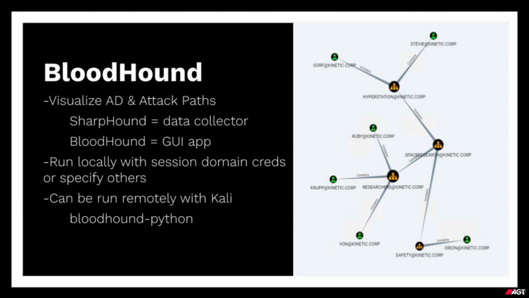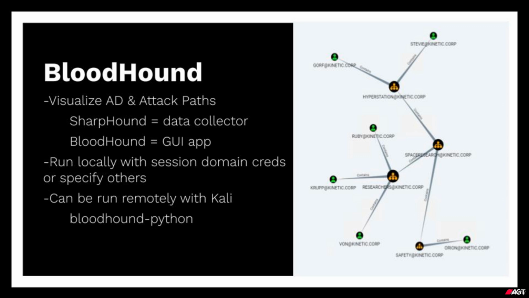Starting off with domain enumeration, we'll cover BloodHound. If you're unfamiliar with BloodHound, it's a graphical attack path management tool that maps and quantifies Active Directory attack paths. This ultimately helps by giving the attacker a visual representation of the domain and potential attack paths.